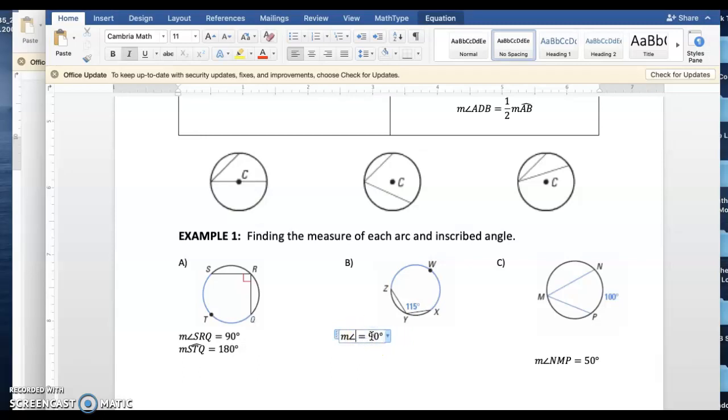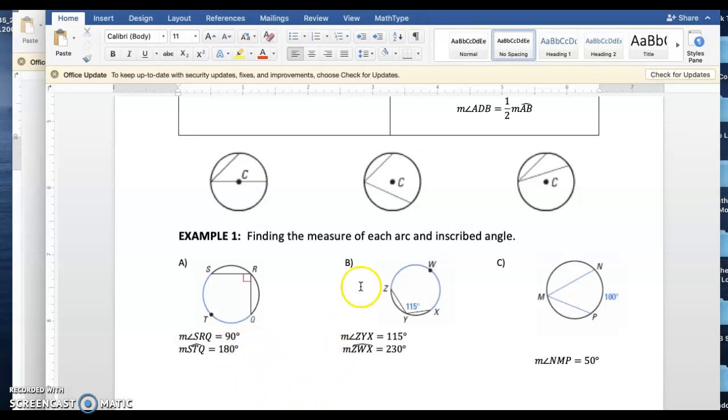And in part B, same thing as A, I'm telling you that the measure of angle ZYX is equal to 115 degrees. And if I want to find the measure of, what's this arc here that it's intercepting? If I want to find the measure of ZWX, I would have to double the measure of the inscribed angle. So we'd be doubling 115 and get 230 degrees for the measure of that arc.